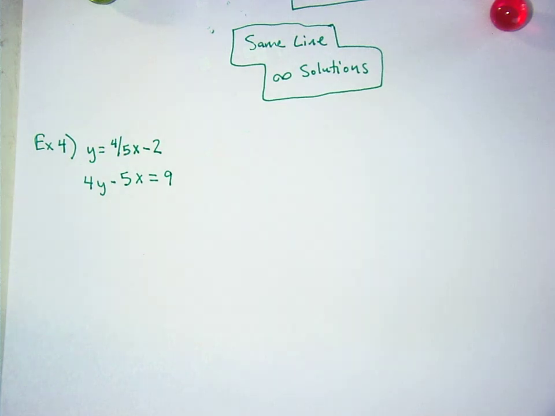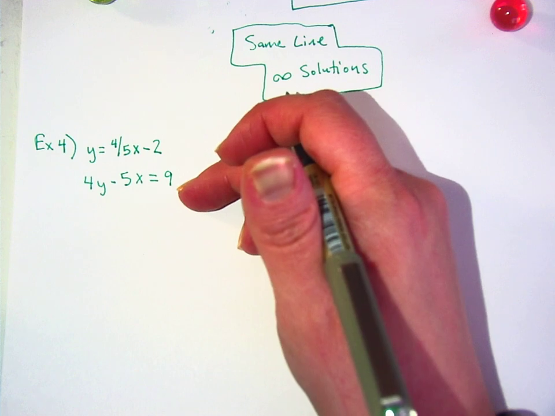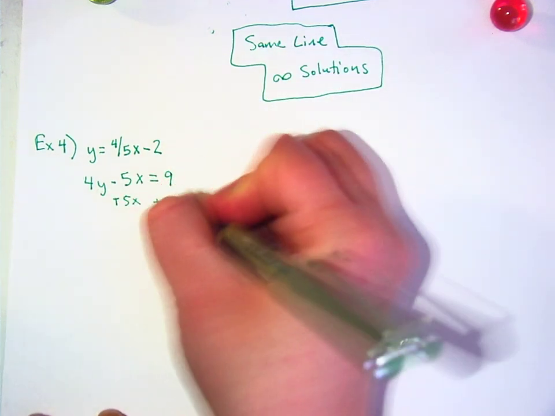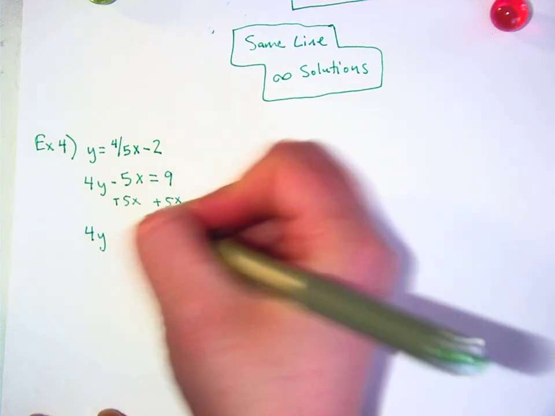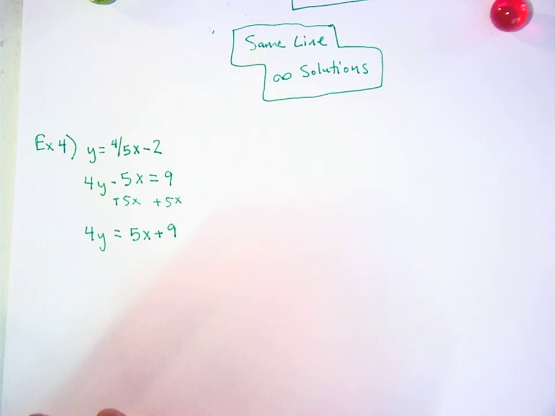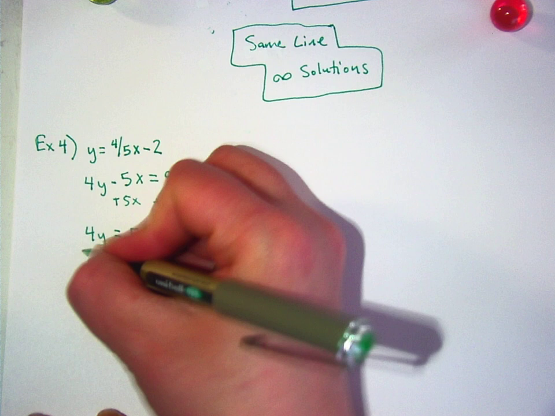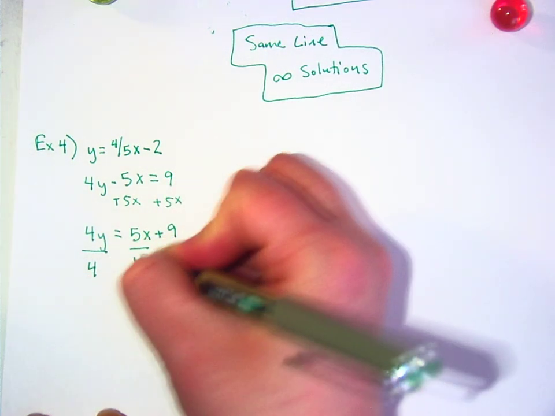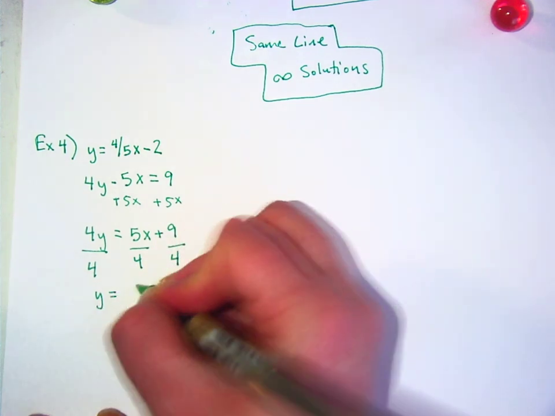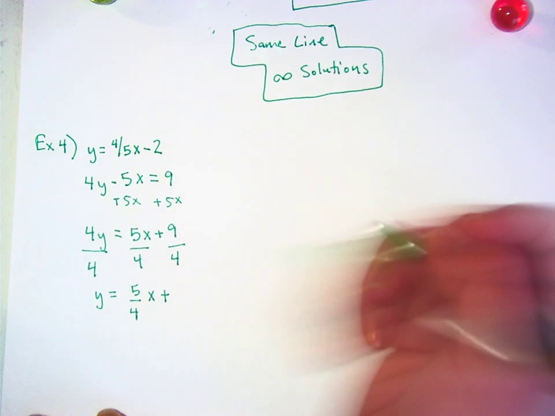All right, so we're gonna get the y by itself. The top one looks great already, right? We could graph that one, no problem. This one, we need to get the y by itself. So I'm gonna add 5x to both sides. So now I have 4y equals 5x plus 9. Divide by 4 on both sides. So now I end up with y equals 5/4 x plus, I wrote a bad example.